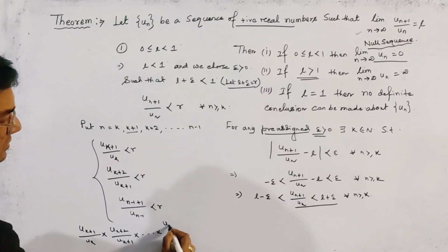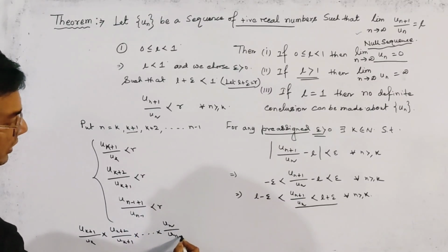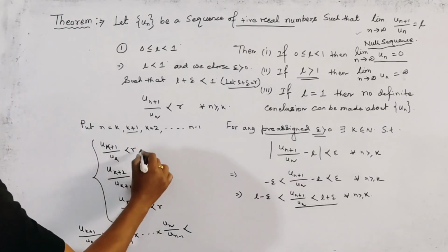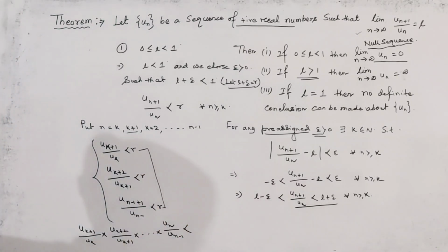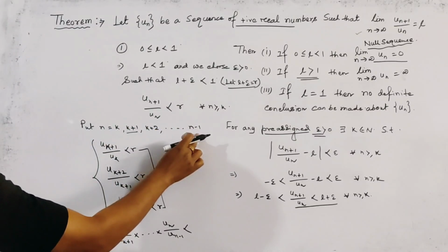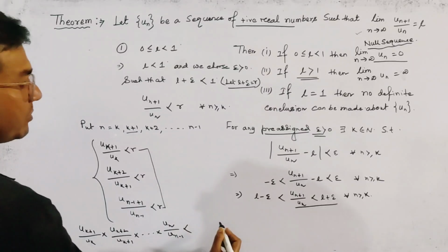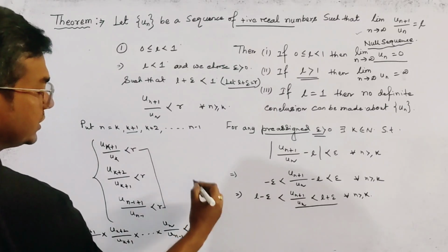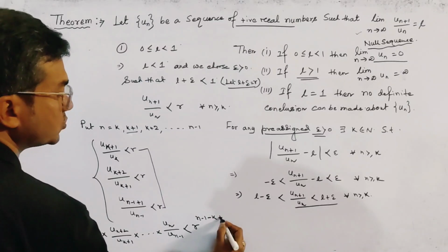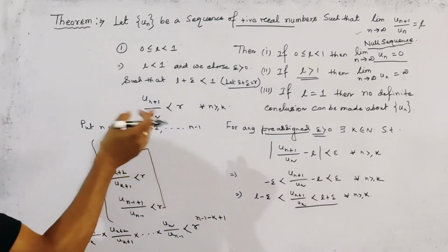The last term is un by un minus 1, and the right side is less than r. Here the number of r is given by, we put n equal to k to n minus 1. So the number of r is given by r to the power n minus 1 minus k plus 1, this minus this plus 1.